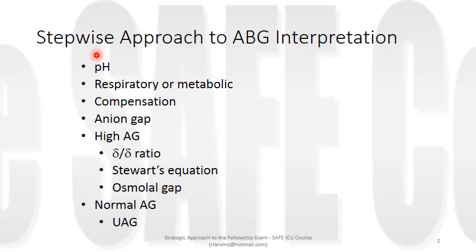So to summarize, first look at the pH, then determine whether it's respiratory or metabolic. Compensation is a slightly side issue. I then determine the anion gap, correct it for albumin, and use the corrected anion gap to determine whether it's high or normal. If it's high, I get the delta-delta ratio and sometimes the osmolar gap. The Stewart equation is something that I do not use personally, but a few of my colleagues do. If the anion gap is normal, then I get the urinary anion gap.